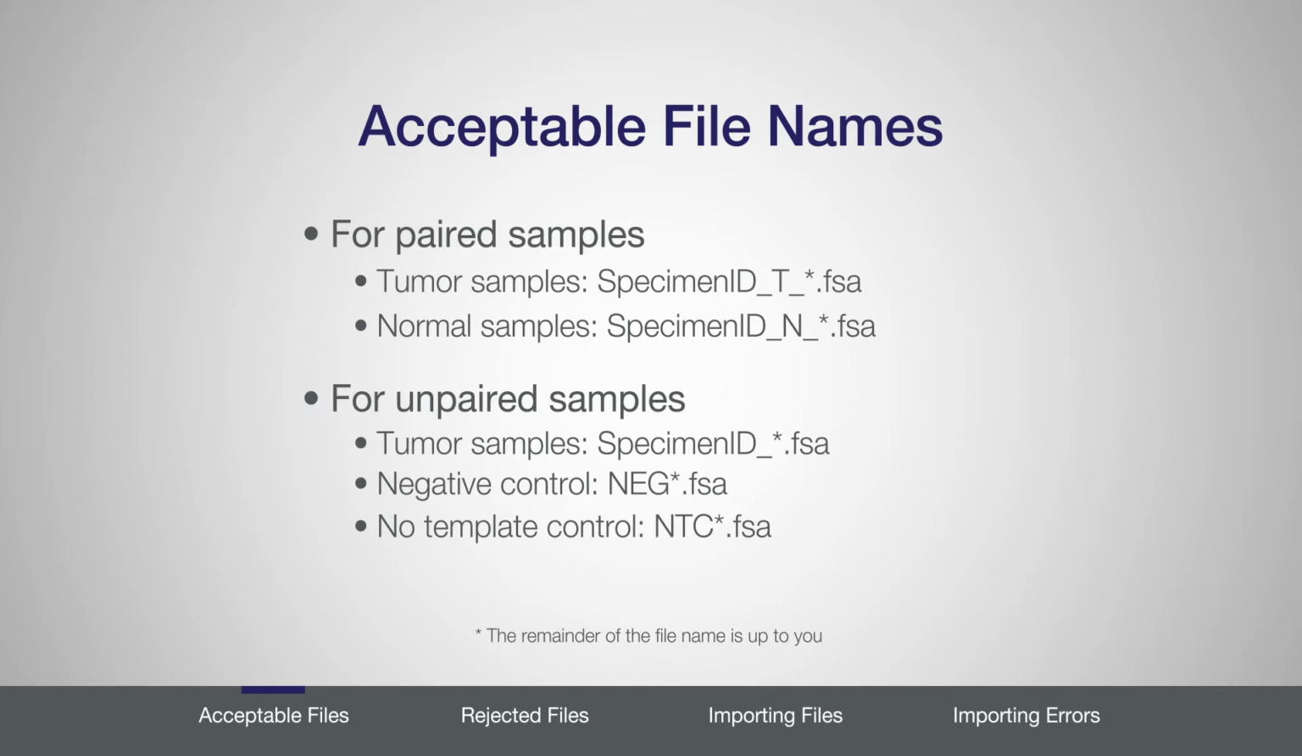And for unpaired samples, in other words those without a normal match, tumor sample file names must begin with your specimen ID_. As before, the rest of the file name is up to you. And the file names for negative and no template controls must begin with NEG for the negative control and NTC for the no template control. As long as the file names begin with NEG and NTC, the rest of the file name is up to you.